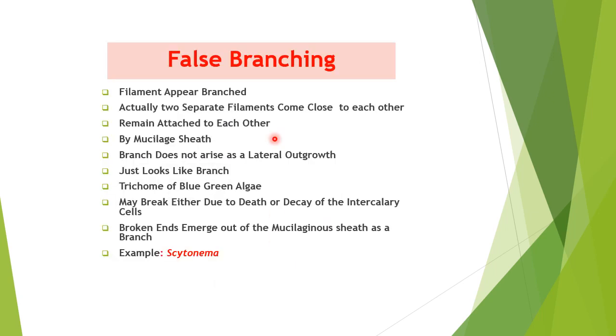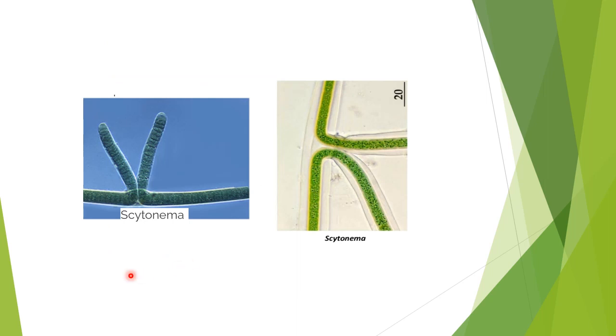Then coming to false branching, the filament appears branched. Actually, two separate filaments come close to each other and remain attached by a mucilaginous sheath, and the branch does not arise as a lateral outgrowth. So there is no lateral outgrowth, but it just looks like a branch. For example, a trichome of a blue-green alga may break, either due to death or decay of the intercalary cells, and the broken ends emerge out of the mucilage sheath as a branch, as in the case of Scytonema. This is how it appears.